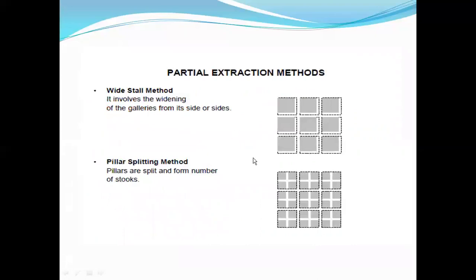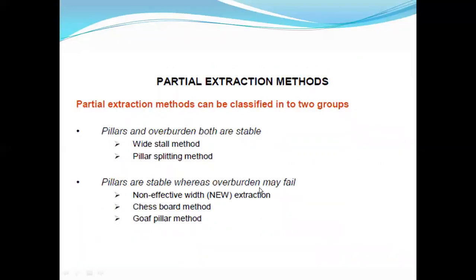Next, partial extraction method. Look here, wide stall method. See when it will be used. Look here, pillars and overburden both are stable. Both are stable, so it won't fall. Still, you can adopt this kind of method. Where the pillars are stable and the overlying strata is weak, we can adopt these methods. These all come under the category of partial extraction methods.